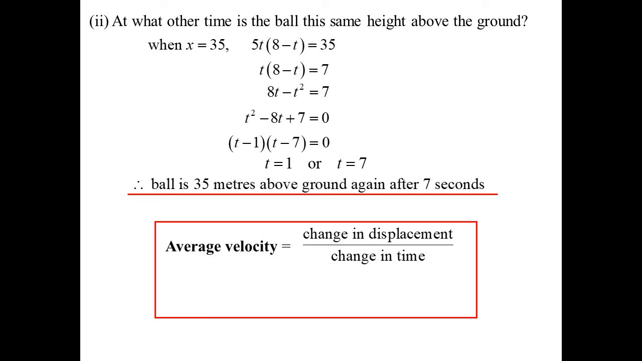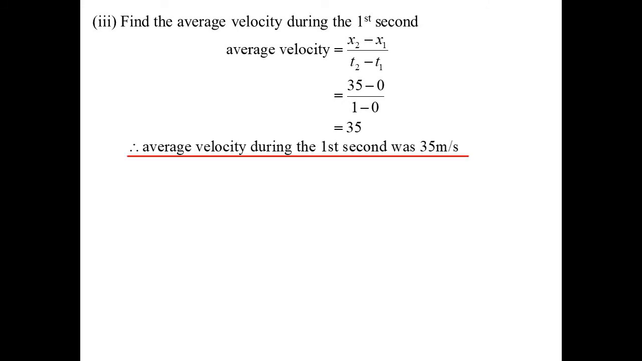So average velocity will be the change in displacement over time. That's what I was saying before. Remember, if we were finding average, there's the formula. It's change in displacement over change in time, which is indeed the slope formula. So what is the average velocity during the first second? Subbing those values, we get 35 metres per second.